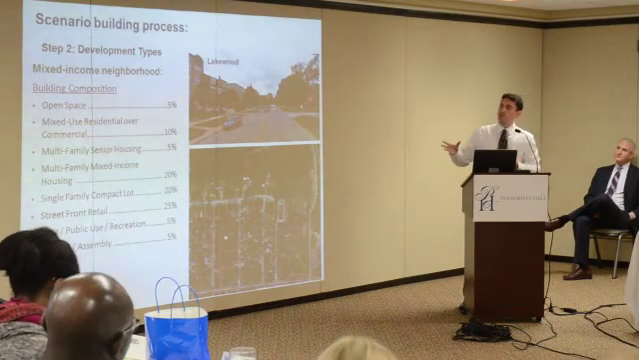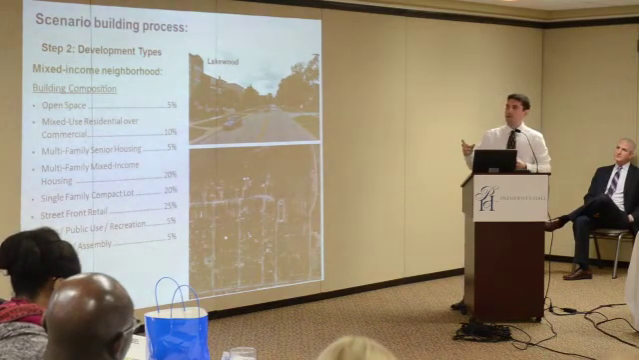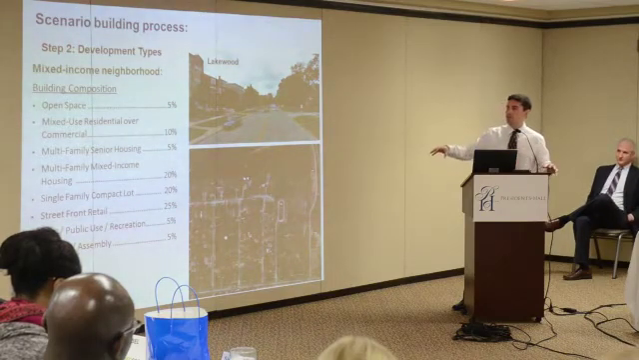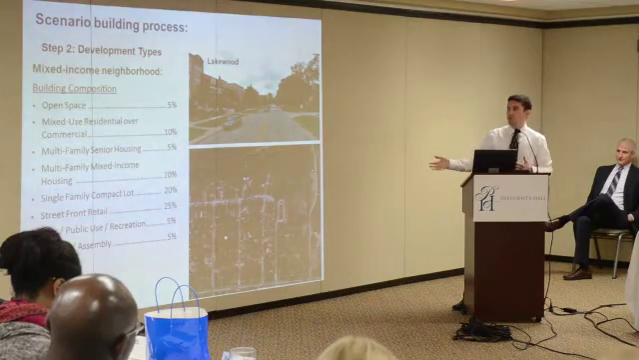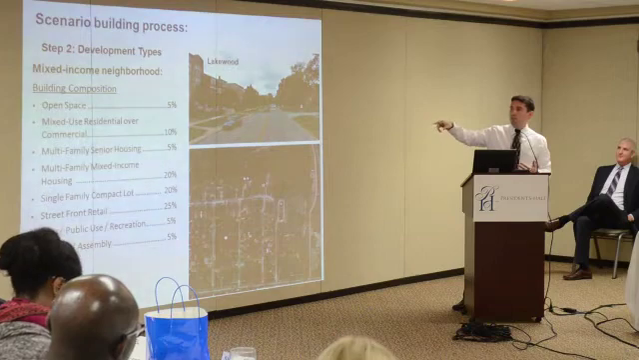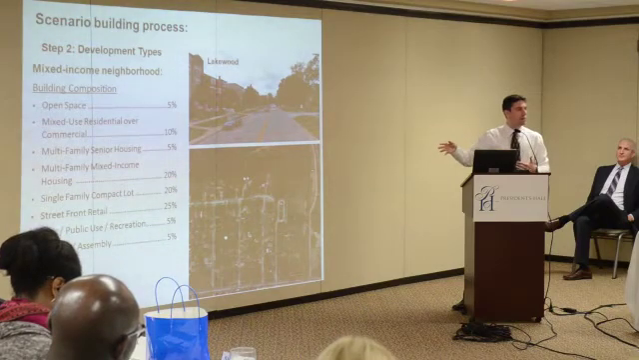And then what the model does is it takes each of those building types as core building blocks and assembles them into what we're calling development types. So a development type is a collection of building types, and this is an example of a mixed income neighborhood. This is one of the development types, and it shows you underneath the building composition what the different percentage breakdowns are of the different building types.